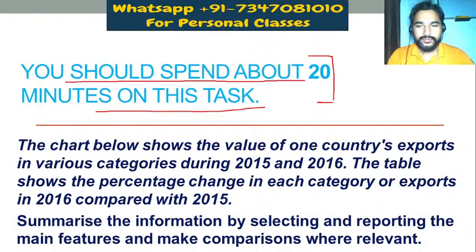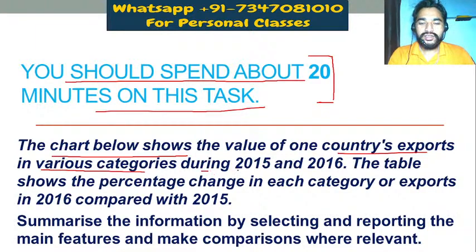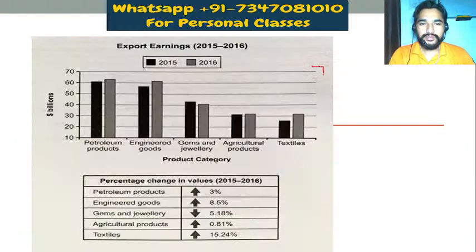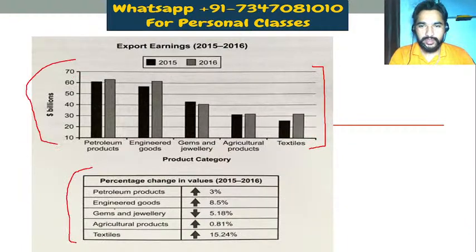Okay, so the question is, the chart below shows the value of one country's exports in various categories during 2015 and 16. And the table shows the percentage change in each category of exports in 2016 compared with 2015, right? So we have two graphs. The first one is a bar chart, right? So first we have a bar chart and the second one is a table, right?